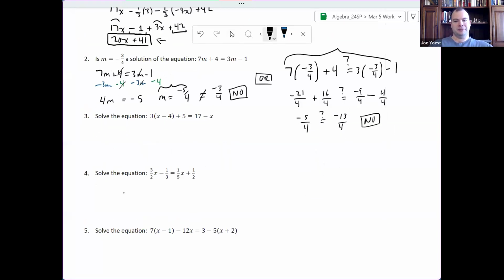And then for the third problem, we need to solve this equation. So the first thing we'll do is distribute on the left side to get 3x minus 12 plus 5 equals 17 minus x. Let me simplify. Minus 12 plus 5 is minus 7. Now I'll get my variable term on the left and constant on the right.